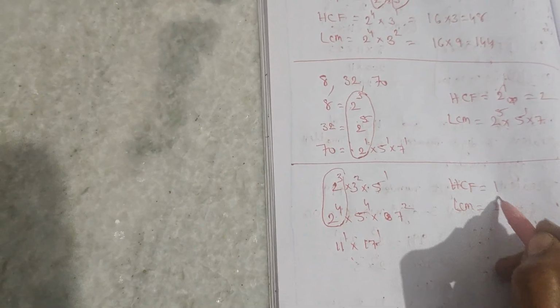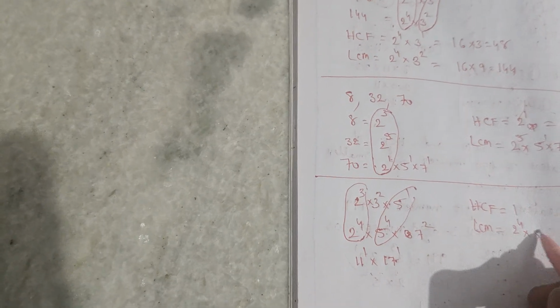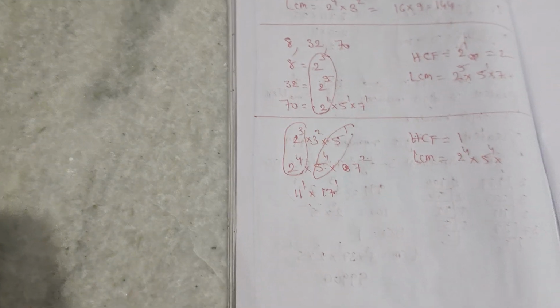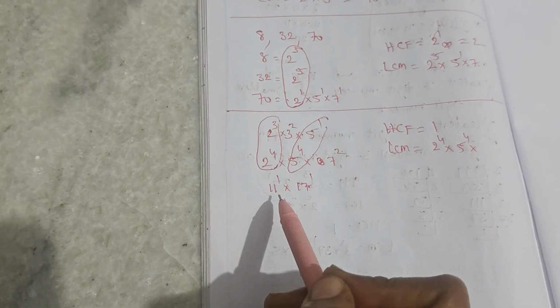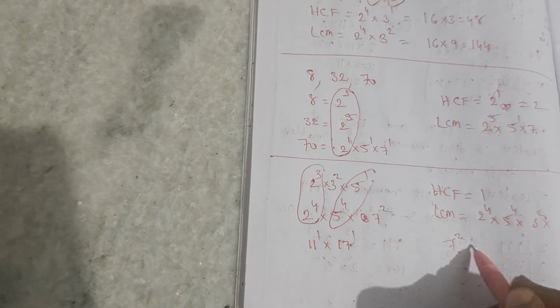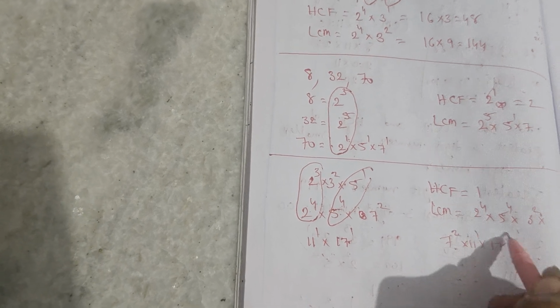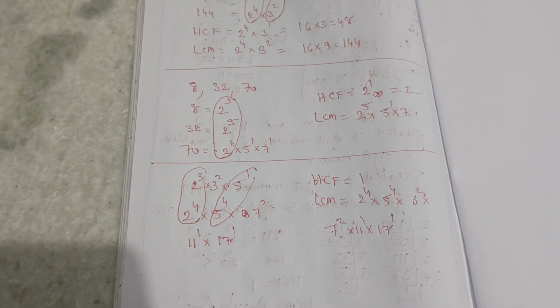If you go for LCM, see, here we have common. We should not write it 2 times. LCM means what? Highest power you have to take. What is highest? 2 power 4. So 2 power 4 we will write. Next, here these two are common. What is the highest? 5 power 4. Still anything there? Not there. Now we have to write the remaining, what is left: 3 square into 7 square into 11 power 1 into 17 power 1. You have to multiply and write. If big numbers are there, we can leave it like that.